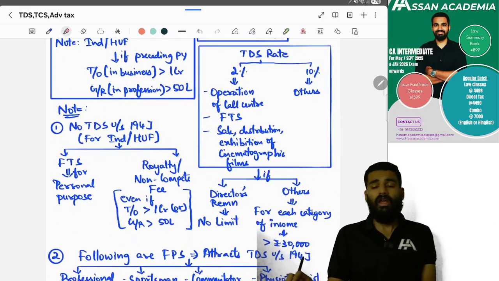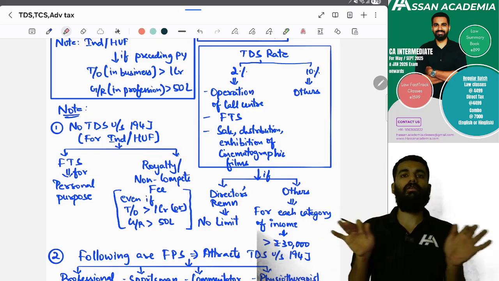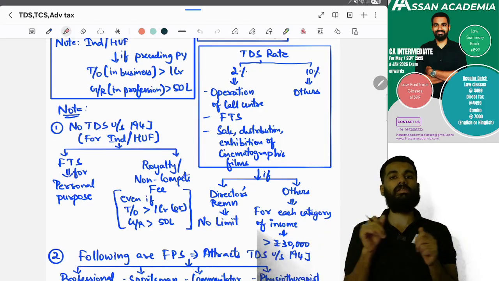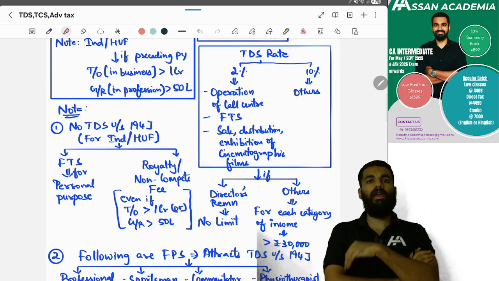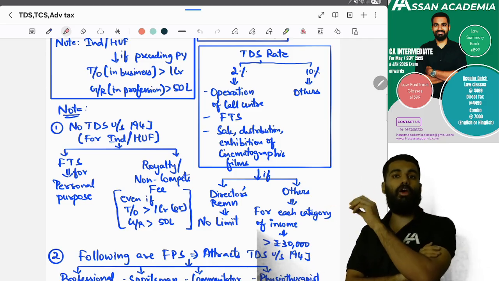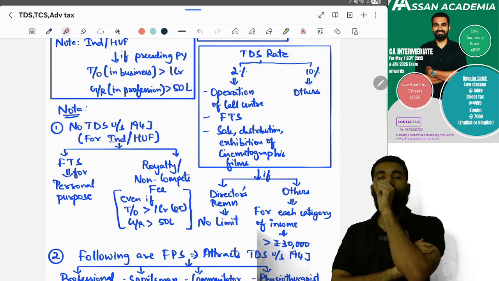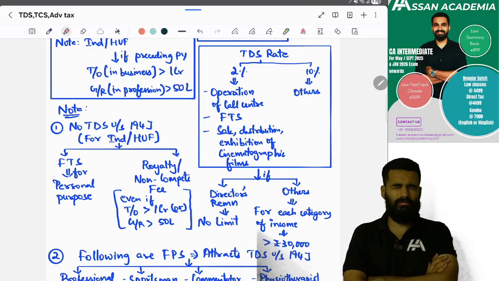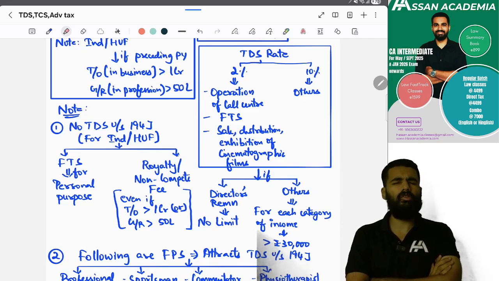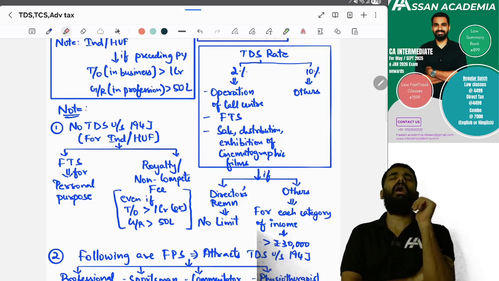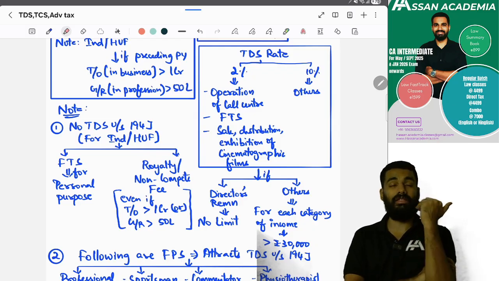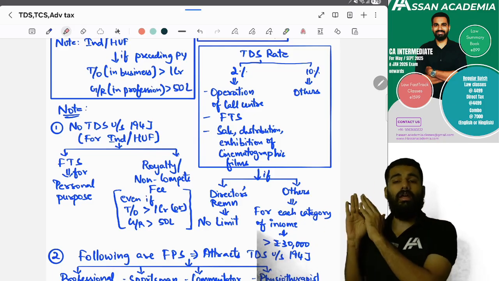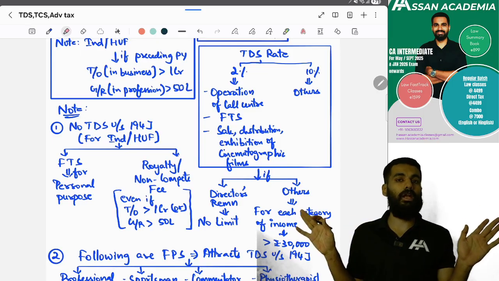But if it is fee for technical service, if the payer is an individual or HUF and it is for personal purpose, no TDS. And if the payer is giving payment for royalty or non-compete fee, sorry sir, for an individual or HUF, even if the turnover is more than 1 crore and profession gross receipt is more than 50 lakhs, for royalty and non-compete fee, no TDS under section 194J.